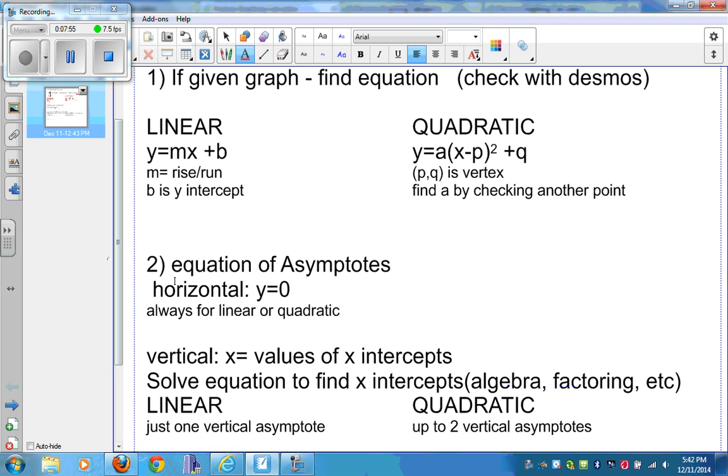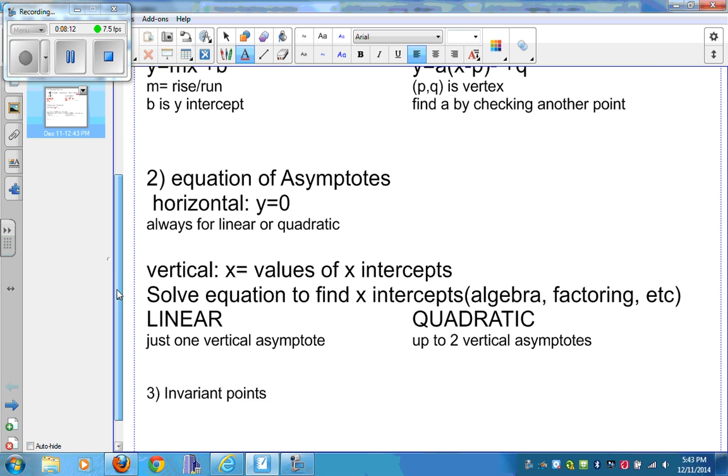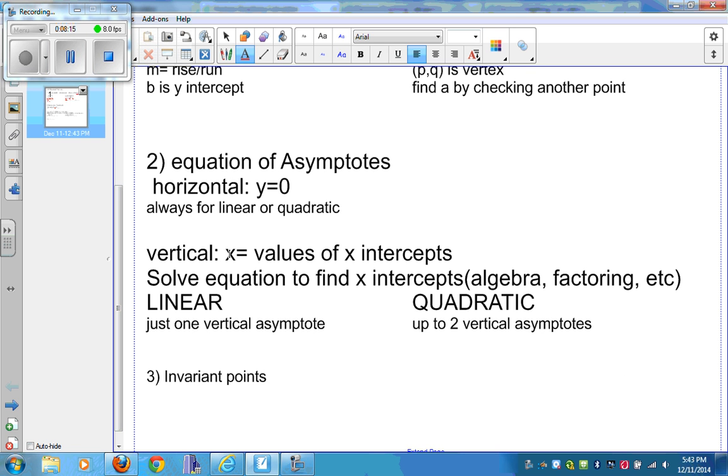Okay, then we need to find the equation of the asymptotes. Always we have the horizontal asymptote of y equals 0, always, for linear or quadratic. So this is a given. You're always going to have y equals 0 as your horizontal asymptote. Your vertical asymptote is an equation again. It's going to be x equals the values of the x-intercepts. So to find the x-intercepts, we need to solve the equation, either using algebra, factoring, etc. Linear, we're going to have just one vertical asymptote. Quadratic, we can have up to 2 vertical asymptotes.